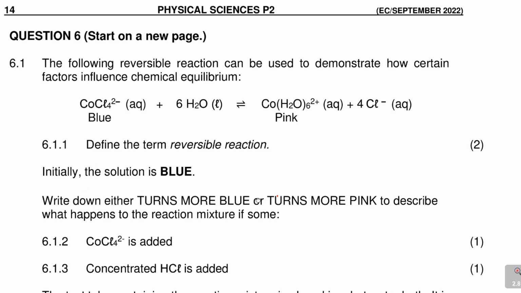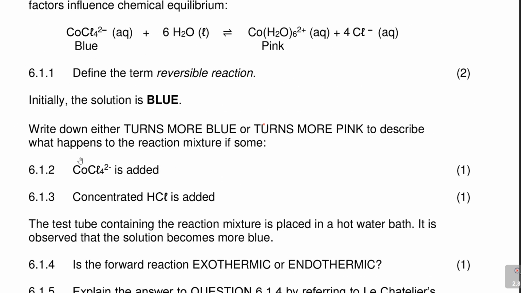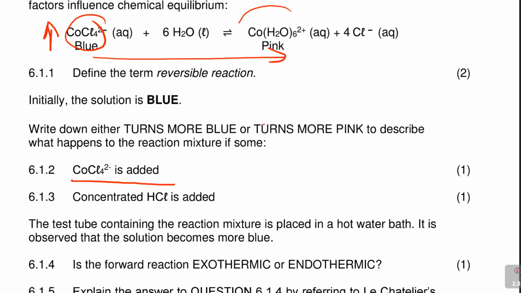So initially the solution is blue. Write down either turns more blue or turns more pink to describe what happens to the reaction mixture if concentration of Co is added. So they add this one. This one goes up. According to Le Chatelier's principle, the reaction will go in this direction, so it will get more pink. So here, more pink.